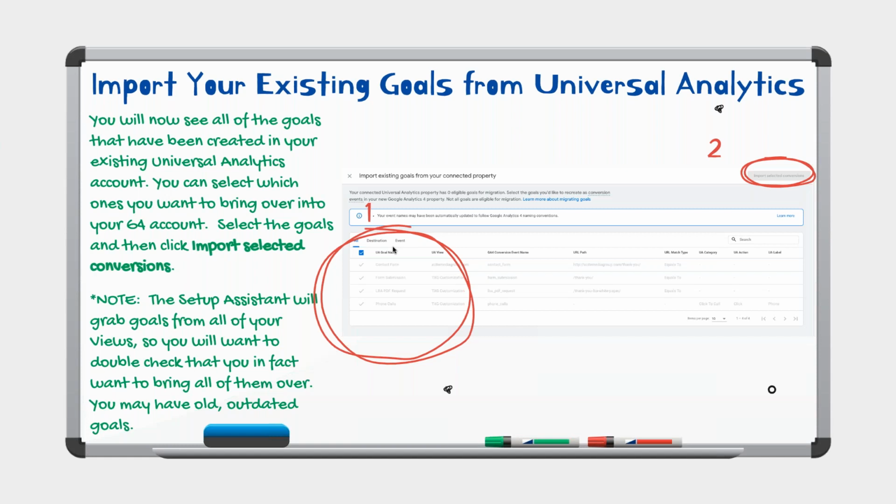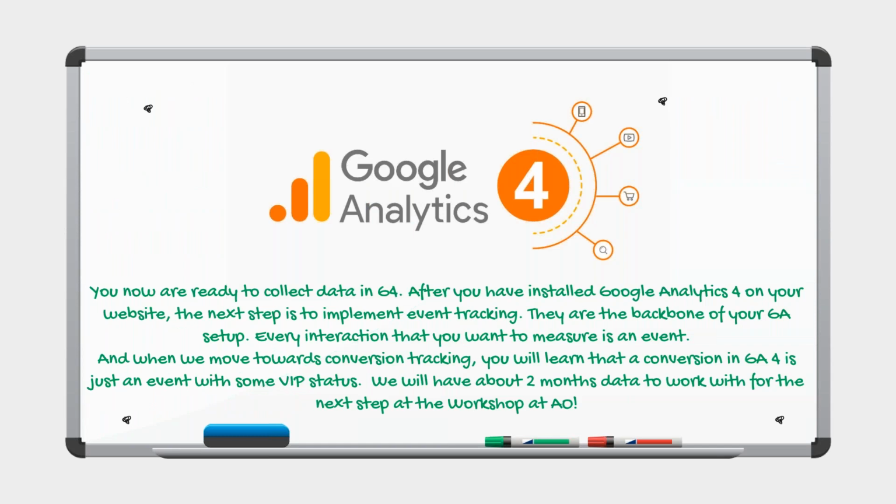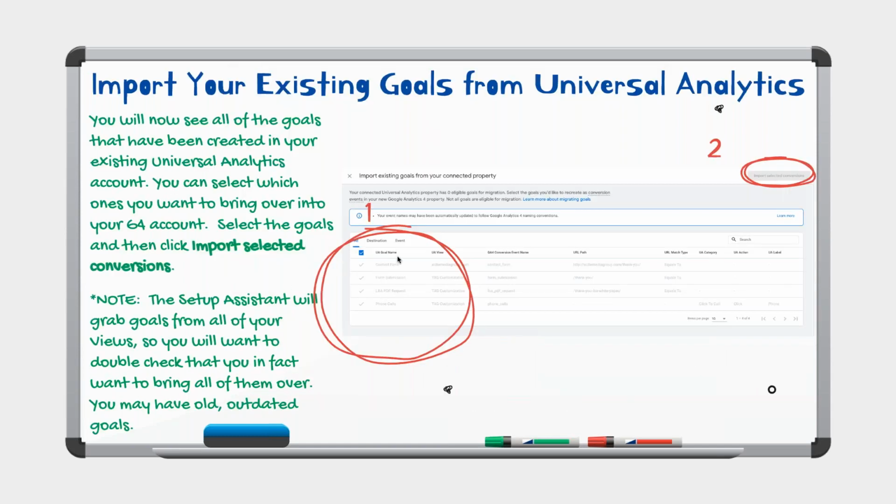For example, on my site, I had a bunch of goals that were set up a long time ago that I don't use anymore. This was a screenshot of mine. One was a phone call tracking thing I was playing around with from Google My Business. I no longer use that. So I would uncheck the phone calls box here, and I would only verify that the goals that are here that I want to bring over are truly the ones that I want to bring over.